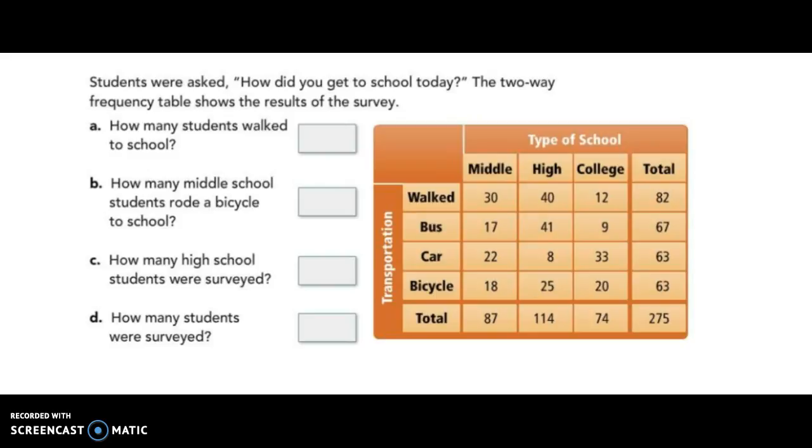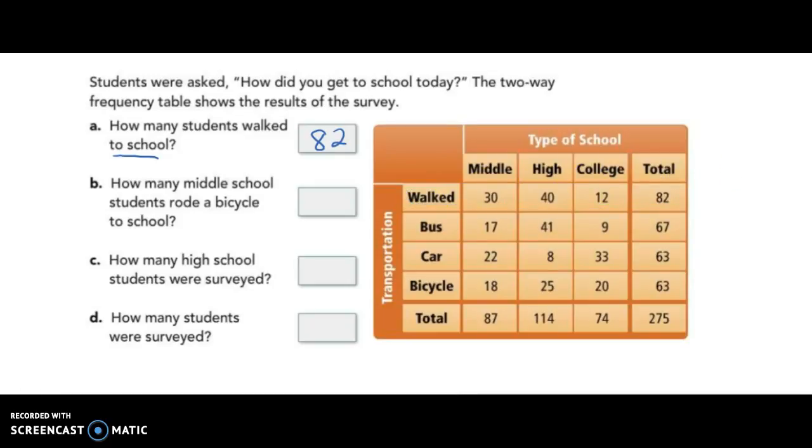Okay, so the question was, students were asked, how did you get to school today? And the two-way frequency table shows the results of that survey. So the first question is, how many students walked to school? The first thing that we're noticing is that it is not a specific school. The people who walk to school are going to walk to any of the schools. So we're looking at this section right here. Well, we only care about the total number of students that walked, so we are going to say it is 82.